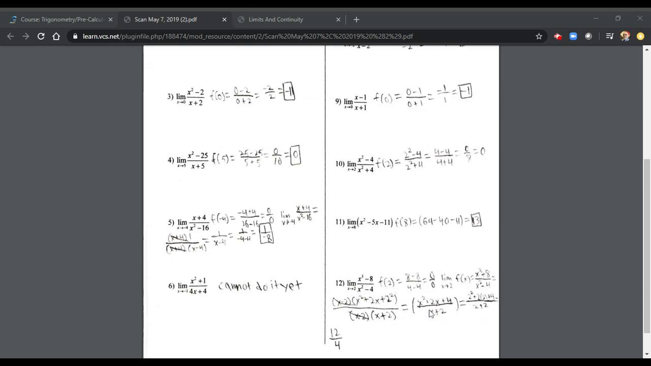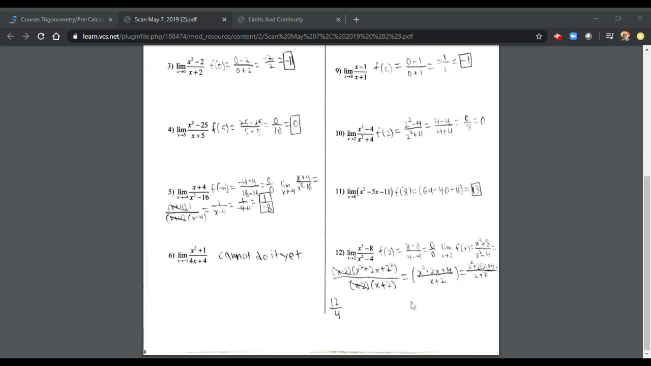I've got 2 squared plus 2 times 2 plus 4 divided by 2 plus 2. That is 12 divided by 4, which is equal to 3. So even though the function wasn't defined, the limit is defined, and it is 3. And that is where we're going to stop for today. This is posted if you need to take a look at that to finish it.